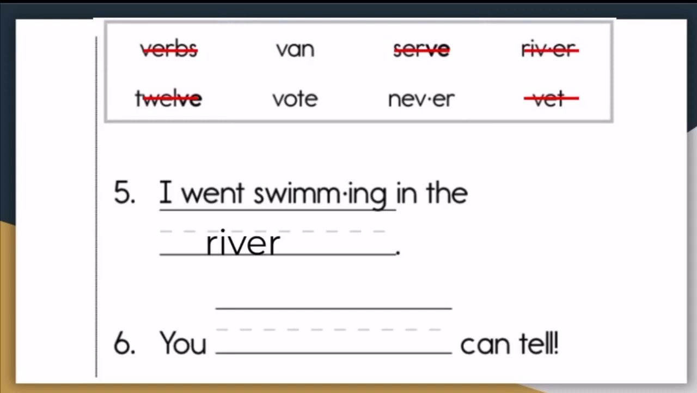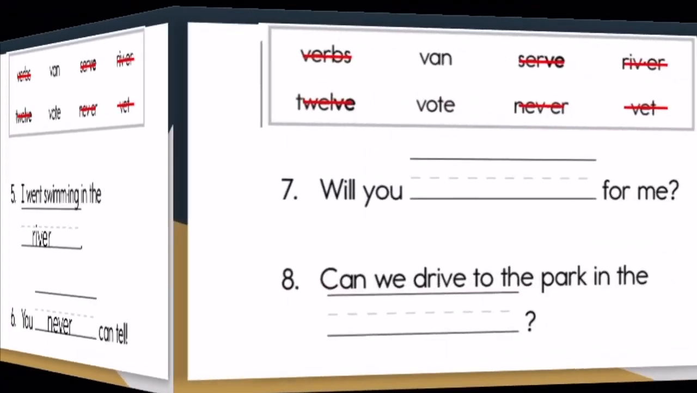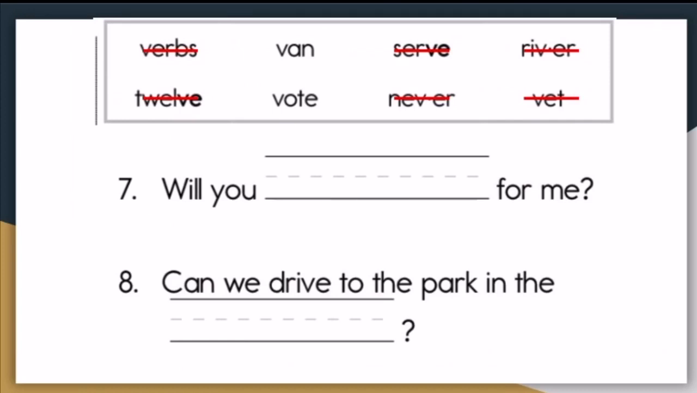Number 6, you blank can tell. What fits best there? Never. You never can tell. Remember, no floating letters. Number 7, will you blank for me? What word fits best there? Vote. Will you vote for me?